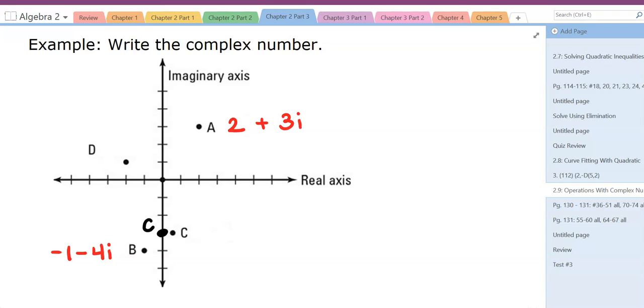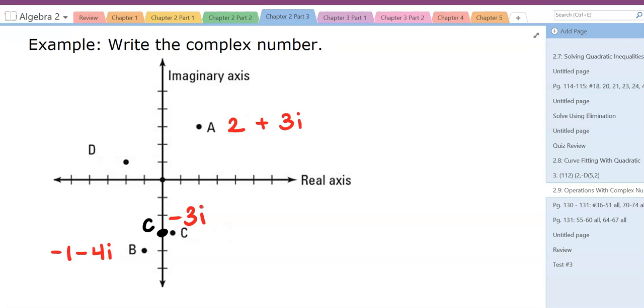So what's your point for C if it's on the axis there? So negative 3i? I mean, you could write like 0 minus 3i if you wanted to, but 0 is not going to do anything to that piece. How about for D?